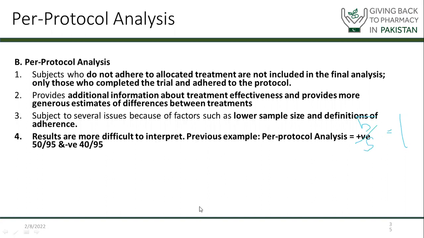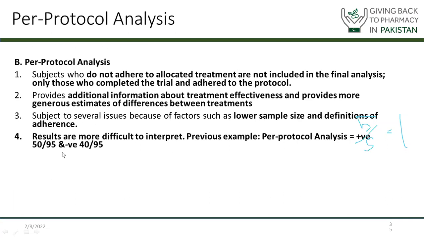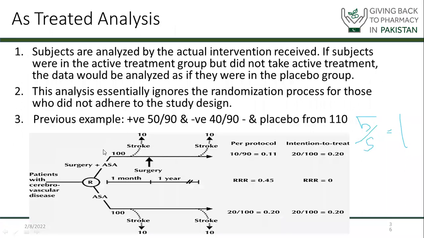Those who do not adhere to the allocated treatment are not included in the final analysis. Only those who completed the trial and adhered to the protocol. It provides additional information about the treatment effectiveness and a more generous estimate of the difference between the treatments. It is subject to several issues because of factors such as lower sample size and the definition of adherence. And results are more difficult to interpret because here the number of people is reduced. It is from 100 to 95. Here you can see it is 50 out of 100, 40 out of 100. But here 50 out of 95, 40 out of 95.